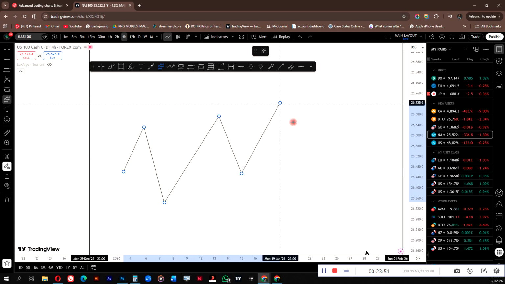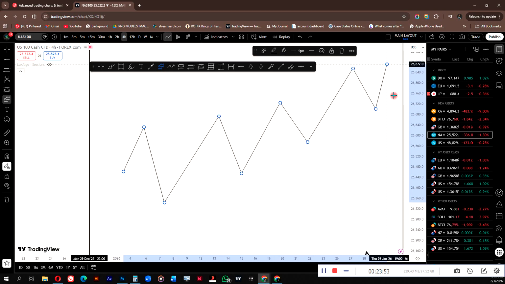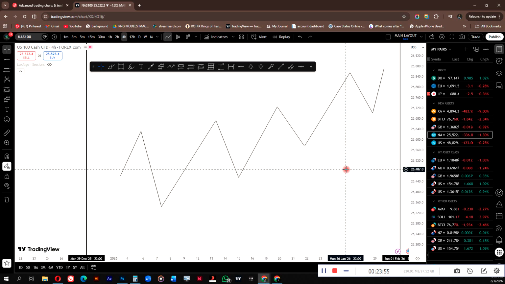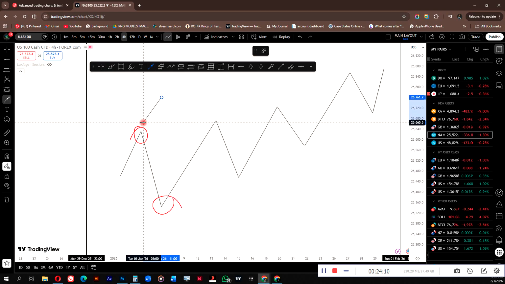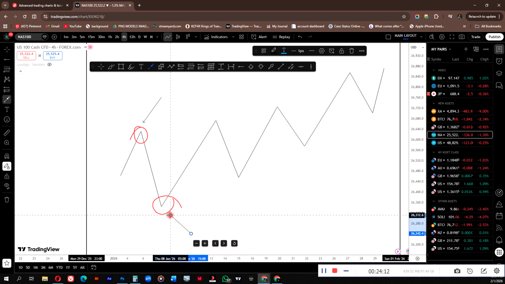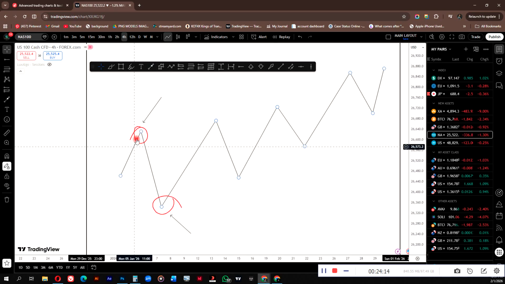So if you see something like this on your market, this is how a line chart looks like, right? I like to call this the roof, and this is a floor. Whenever you see curves like this, it is a roof. When you see curves like this, it is a floor. Right?